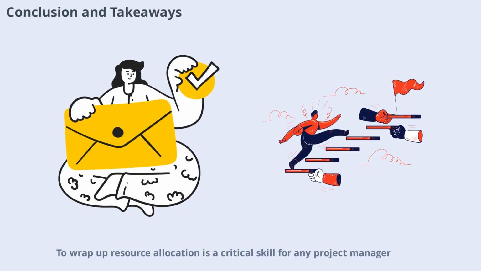Wrap up: resource allocation is a critical skill for any project manager. By understanding your resources, planning carefully, and staying flexible, you can overcome challenges and drive your projects to success. Remember to involve your team, communicate clearly, and always look for ways to improve.